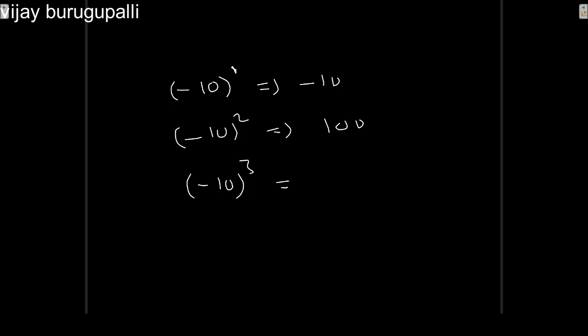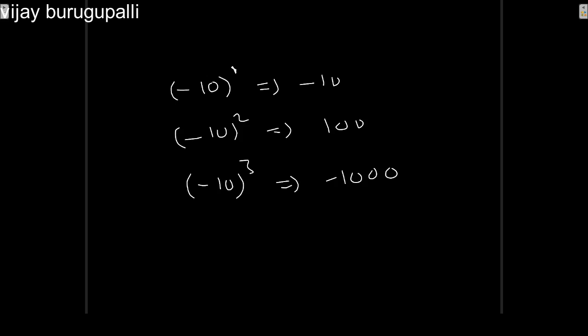Let's see another example for negative base values. Suppose you take minus 10 to the power of 1, that means this will become minus 10. If you take minus 10 to the power of 2, it will become 100. If you take minus 10 to the power of 3, it will become minus 1000.